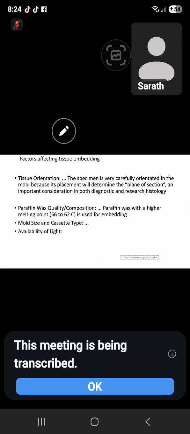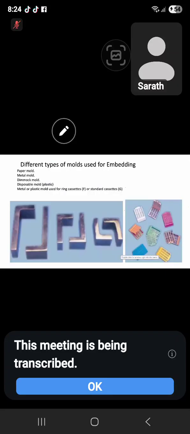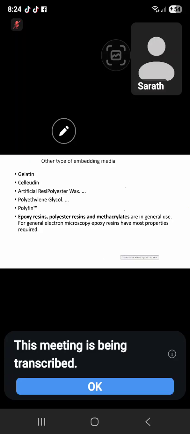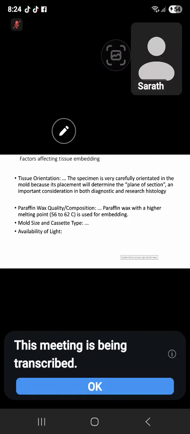If the bottom of the well is large, it can be used for larger sections. The smaller bottom can be used for the biopsies. And availability of light is also important when you are doing the embedding. That's the reason the machine has a light. So all these things are provided in the automated embedding center.